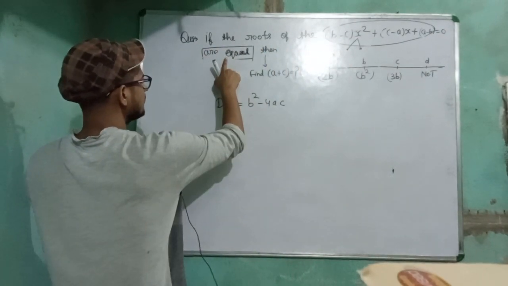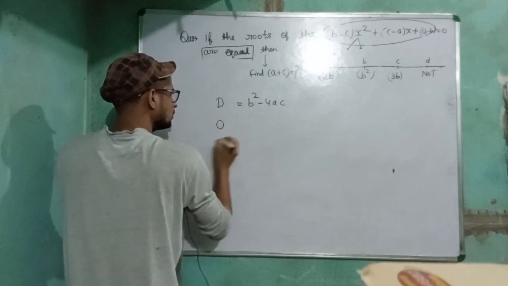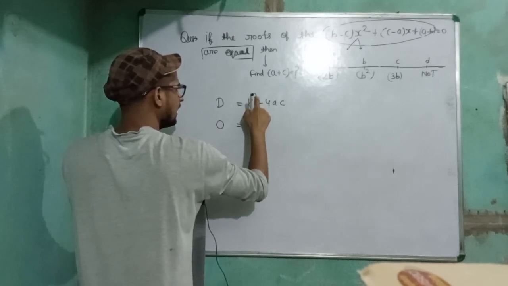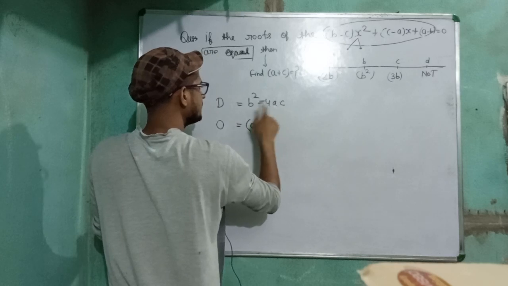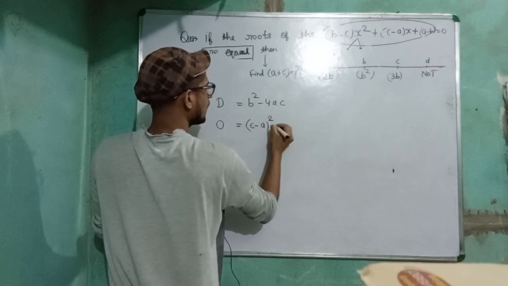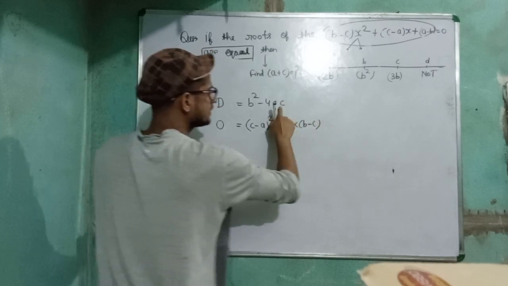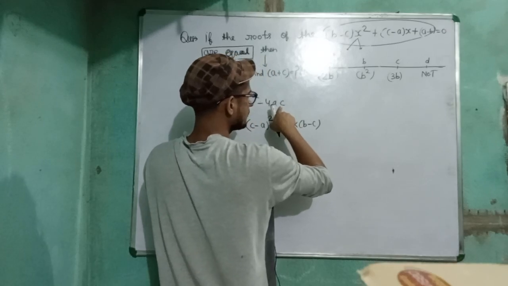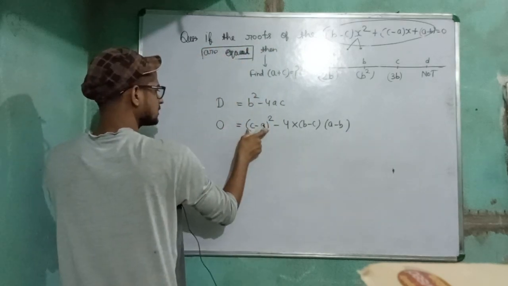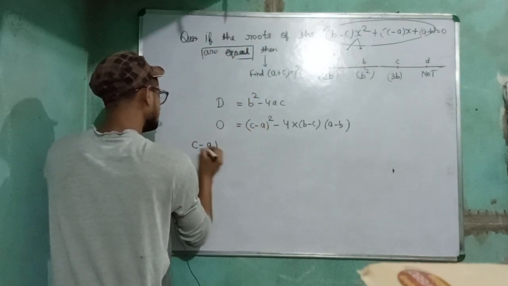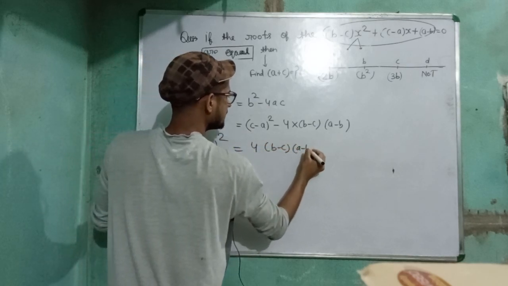But there is information that roots are equal. When roots are equal, you must put D equal to 0. Now b square, as I have told you, so put all those values in place of a, b and c. So c minus a whole square minus 4 multiplied by a, that is b minus c, and in place of the constant coefficient c, you must put a minus b. Now I am transferring this expression over here. So c minus a whole square is equal to 4 times b minus c times a minus b.